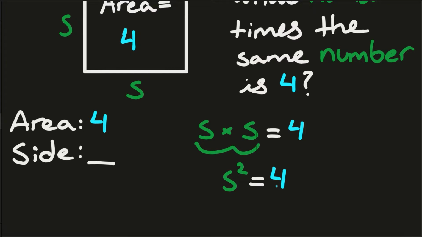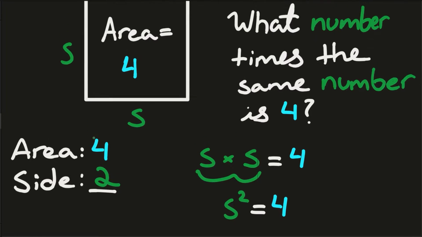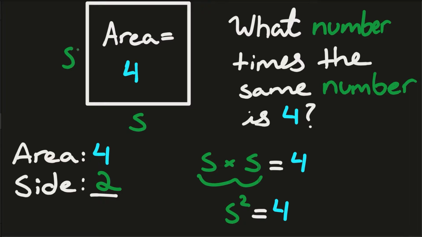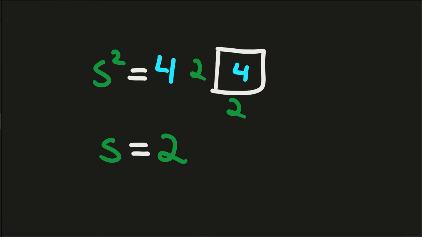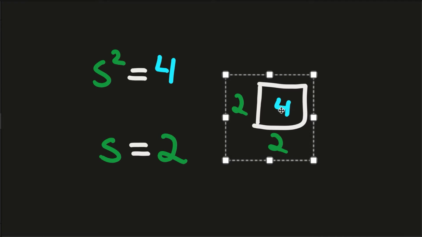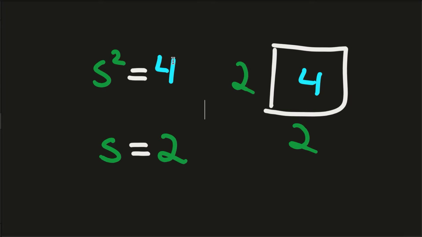So what number times what number equals 4? We know that the only number that can be true for this is 2. The only positive number that makes the square with an area of 4 is 2. So from a square with an area of 4, how did we get to the side length of 2? So let's highlight this. How did we get this part?